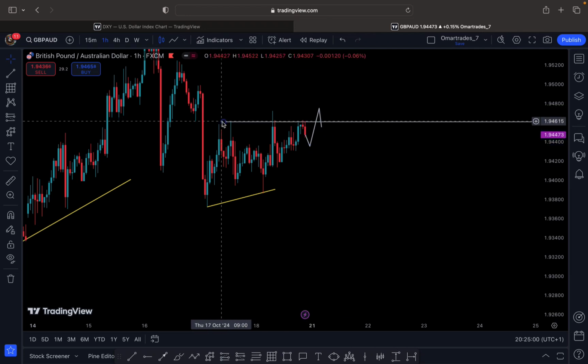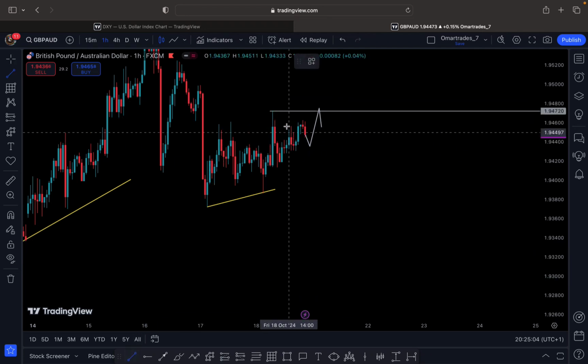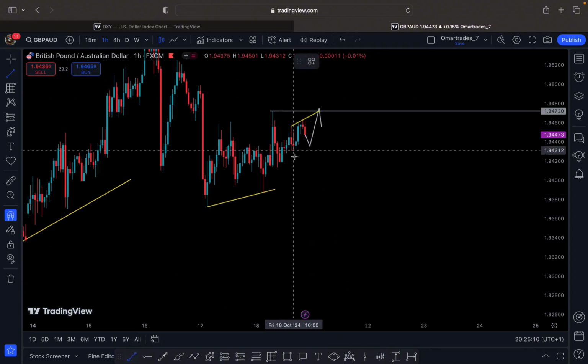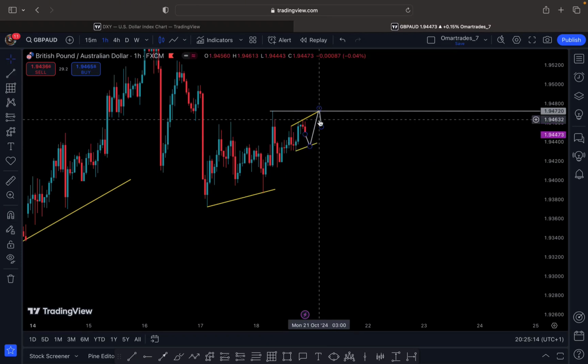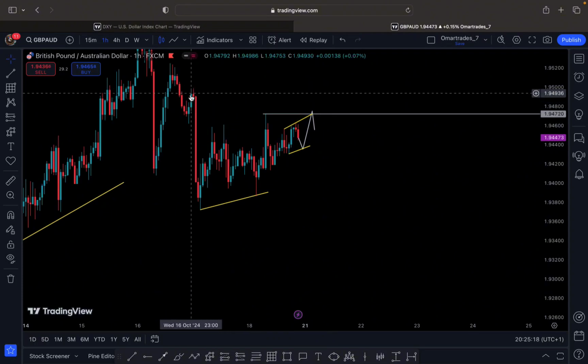The good part is we might form something like this, where we have this internal 1 2 3 drive into that area. That is still what it is. Once we have that, any 1 hour retrace around here will be our entry, which is great anyway. But we have to be wary about this hook point.